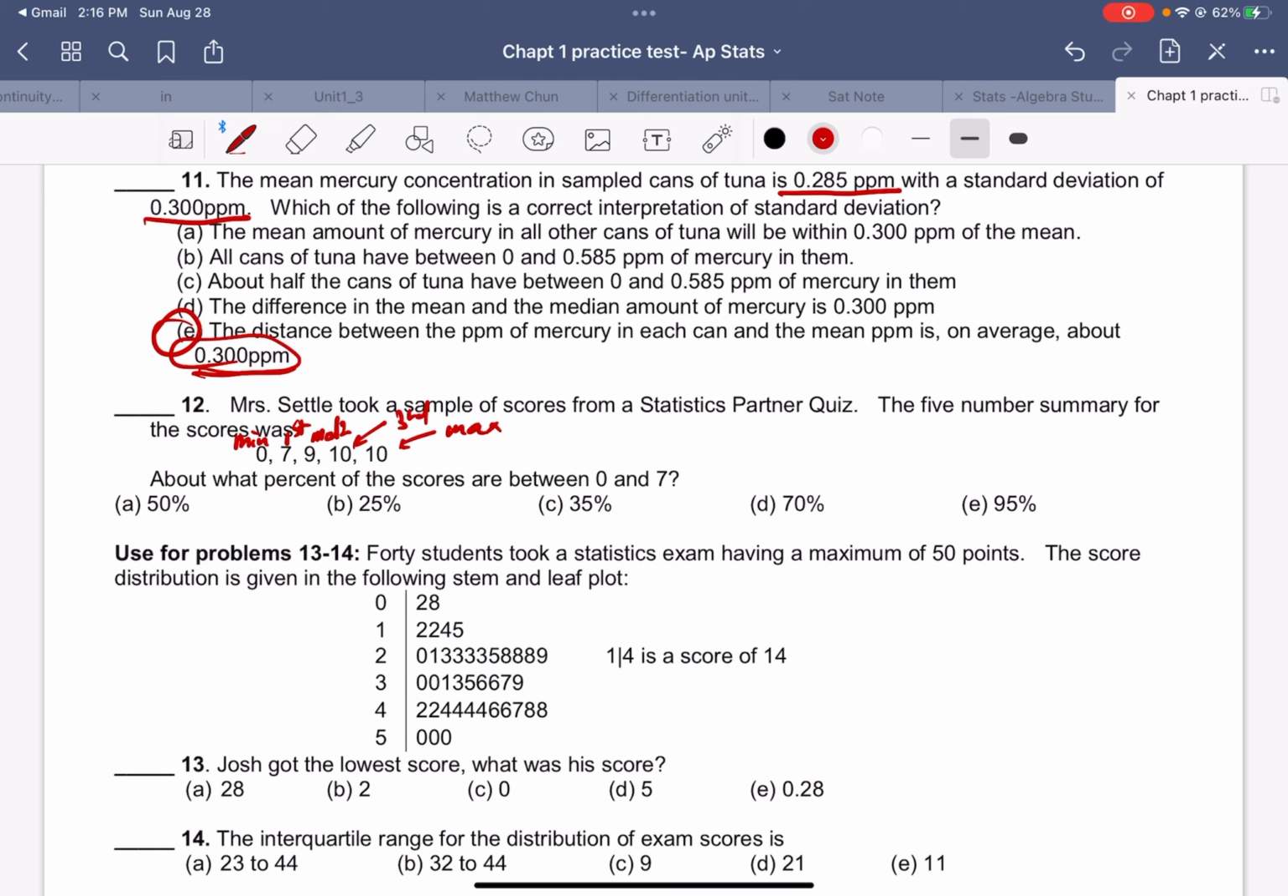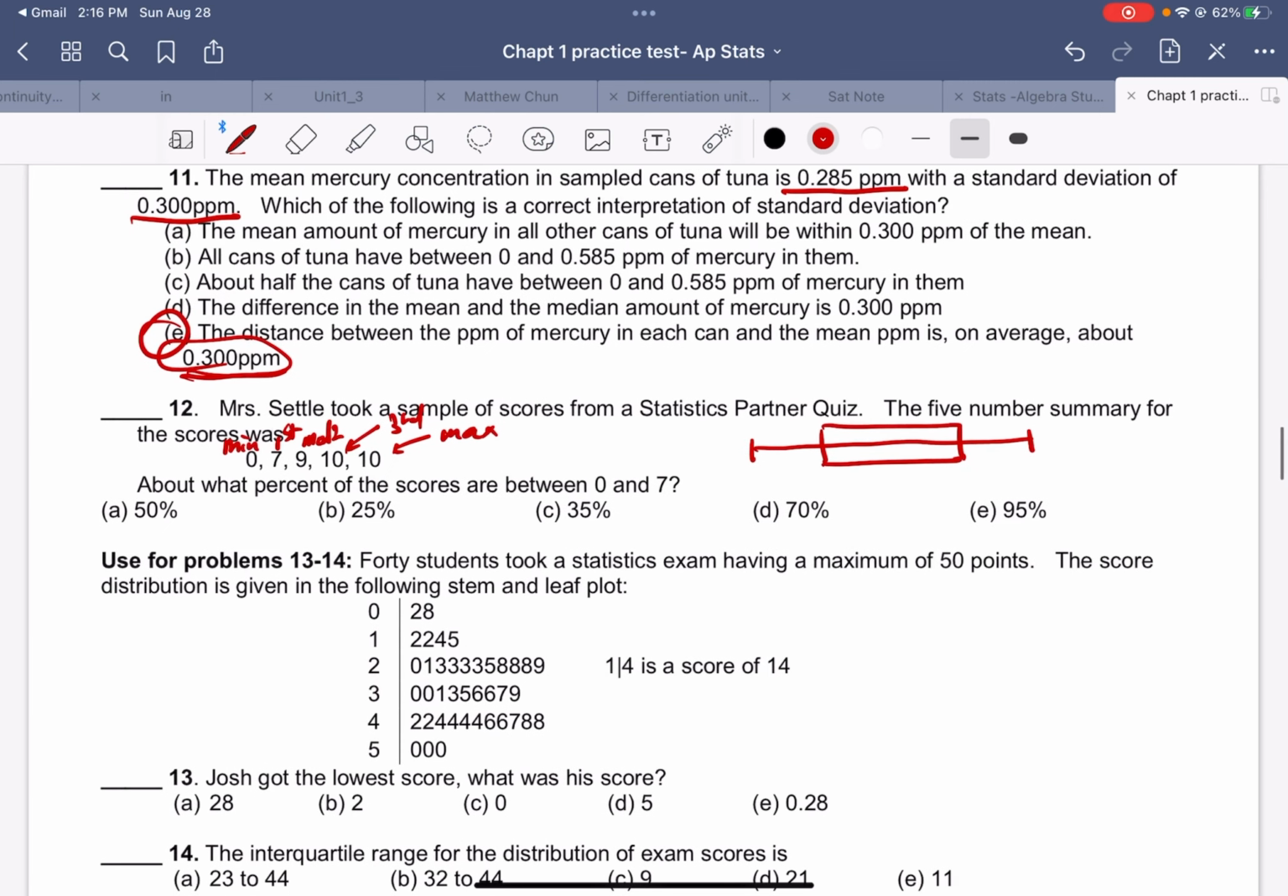So, if you think about it, I like to draw a box plot. So this is the minimum, first quartile, median, third quartile, and max. And then 25% of the data is located in each section. I want you to memorize that. So they ask you between 0 and 7, so between the minimum and 7, 25% of the data is located. That's how you're going to say it.